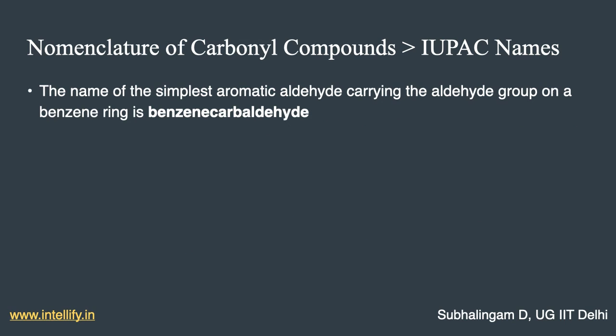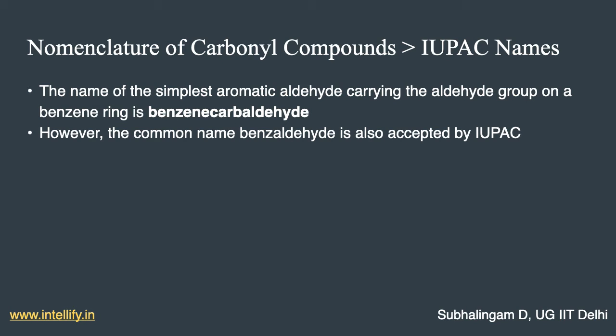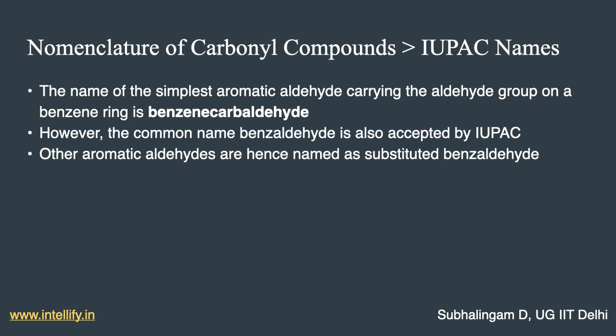The name of the simplest aromatic aldehyde carrying the aldehyde group on a benzene ring is benzene carbaldehyde. However, the common name benzaldehyde is also accepted by IUPAC to make things easier. Other aromatic aldehydes are hence named as substituted benzaldehyde.